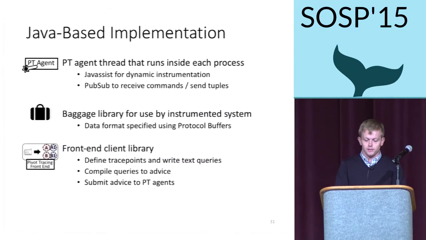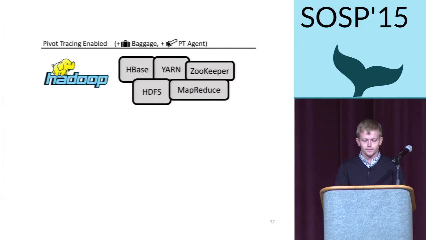Finally, we implemented the pivot tracing front end for writing queries, compiling them to advice, and submitting them to the pivot tracing agents. The front end implements several query optimizations that we outline in the paper that let us push operations close to their source.